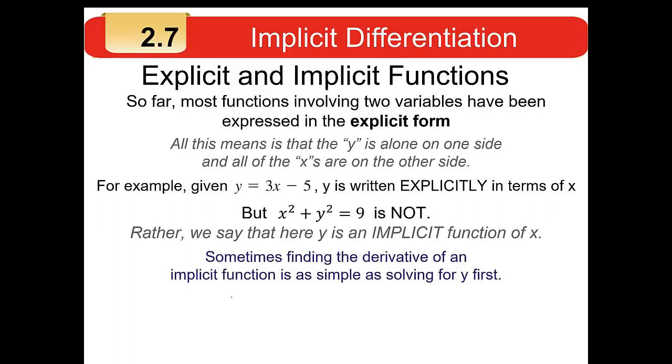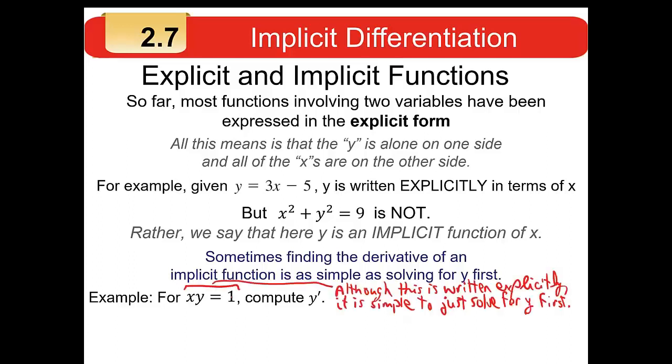Sometimes, however, finding the derivative of an implicit function is as simple as just solving for y first. For example, if I gave you the equation x times y equals 1 and asked you to compute dy over dx or y prime, that certainly is an implicit function. Y is written implicitly as a function of x. And you could solve it using some of the techniques that we're going to learn here, but it's much easier when it's that simple just to go ahead and solve for y and make it explicit, that y is really just 1 over x, or if you want to write it as a negative exponent, which we know is easier to take derivatives of, as x to the minus 1.